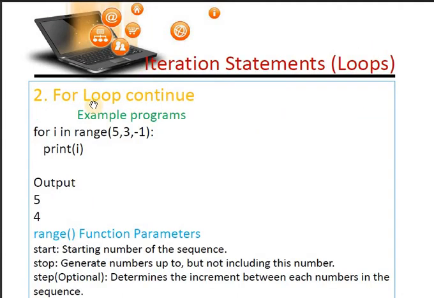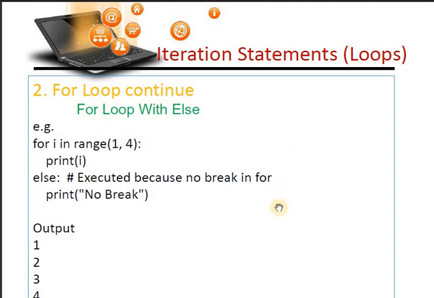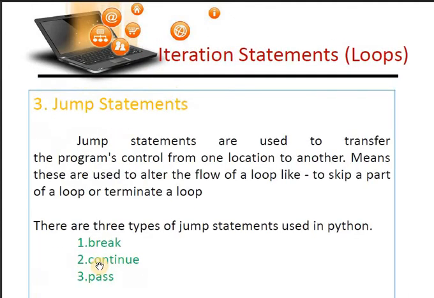Now this is the for loop again, for i in range 5 comma 3 comma minus 1. Now it's the reverse one. Okay. Now this is the use of the range function. You already know this thing. Now this is using the break statement, for i in range 1 to 4, print i. Then after that it will show the no break.